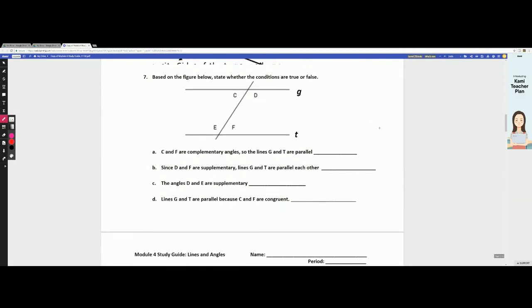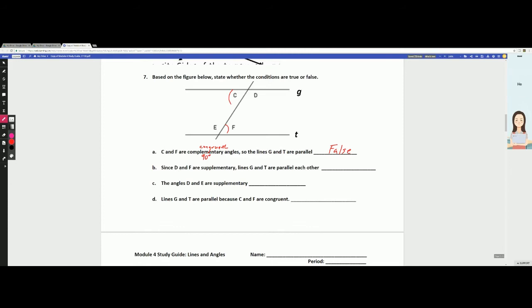All right, number 7, based on the figure below, state whether the conditions are true or false. C and F are complementary angles. That means that they add up to 90 degrees. So that lines G and T are parallel. Well, that's false. C and F need to be congruent, not complementary. If it said congruent, then yeah, but it didn't. It said complementary, which means again they add up to 90 degrees.